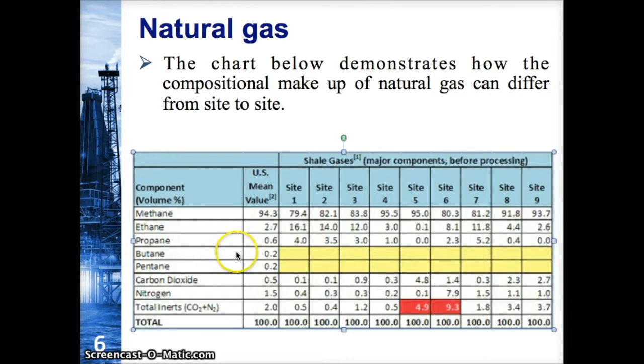If you were here at site number 1, your compositional makeup of methane is 79%, and over here, depending on where you are in the world, it could be 95. Your petroleum gases over here are quite high, 16 and 14, but over here it's 0.1 and 0, next to nothing. Same over here, your inerts, 4%, almost 5%, and then over here, 0.1 and 0.3, next to nothing. So in your reservoir, the compositional makeup of methane, ethane, propanes, inerts, and condensates can vary quite a bit, and I need you to know that.